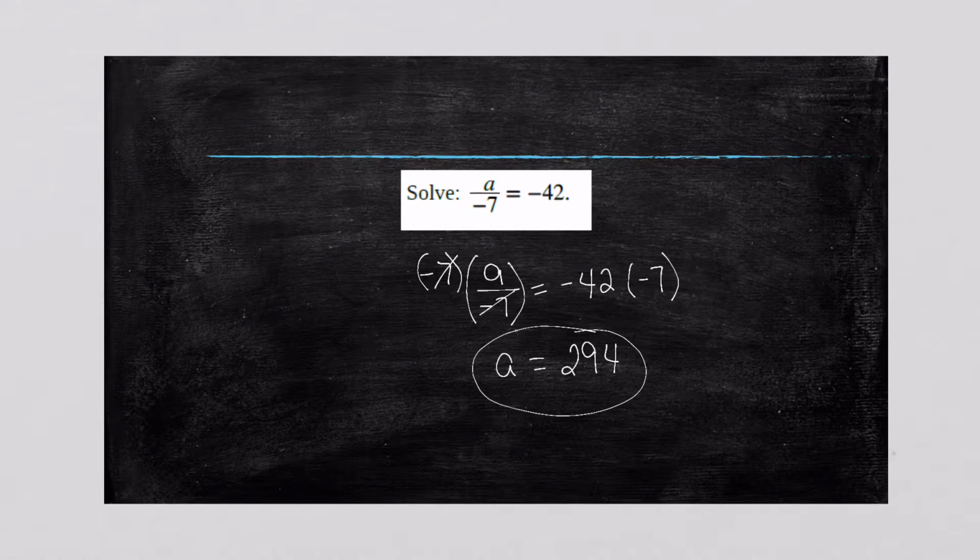Now, I can check my work. So I would do 294 divided by negative 7. Does that equal negative 42? And this is where I would just test that out on the calculator. So grab the calculator, 294 divided by negative 7, and I get negative 42. So negative 42 does equal negative 42. I know that this is the correct answer.